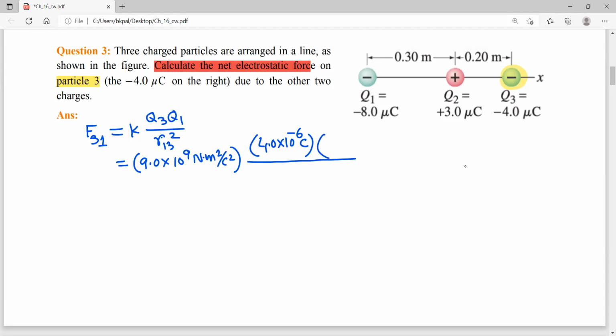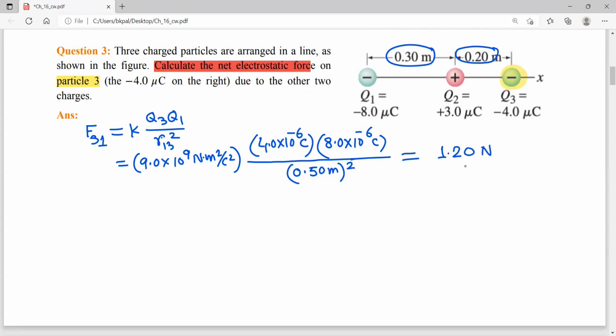And Q1 is also negative, but again don't use the negative sign. And micro means 10 to the power minus 6. And R13 is 0.3 meters plus 0.2 meters, so it will be 0.50 meter, and don't forget to square it. So I already did it, and I got something like this: 1.20 Newton.